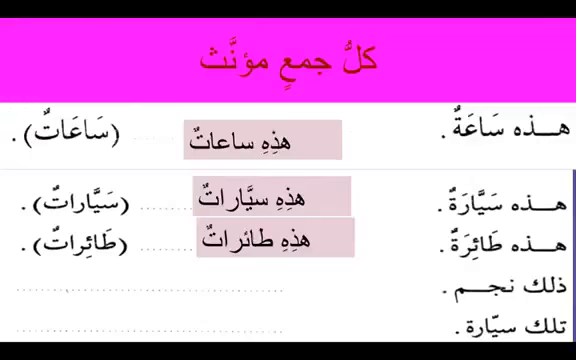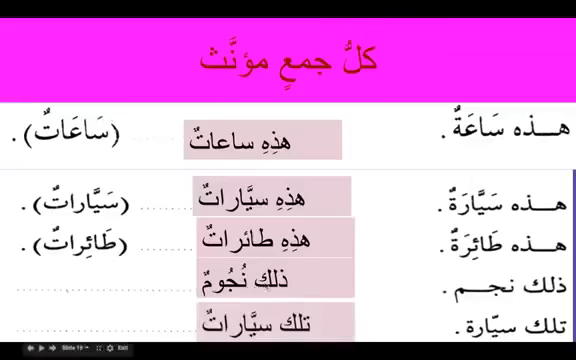ذلك, if it is للبعيد, so you say that is a star. ذلك نجم, you say تلك نجوم. So there is an error here. تلك نجوم. So if تلك سيارة, تلك سيارات.